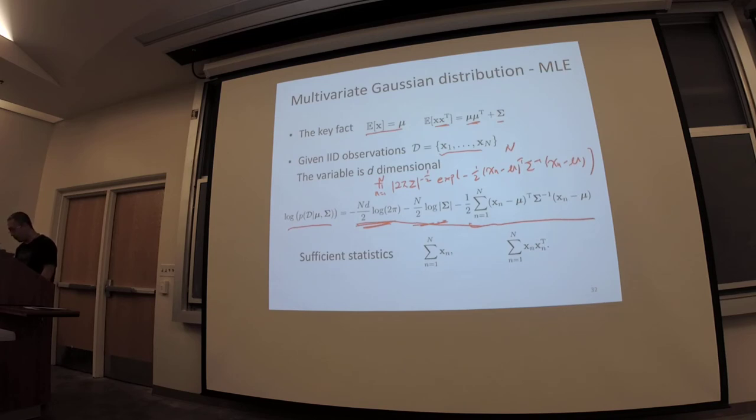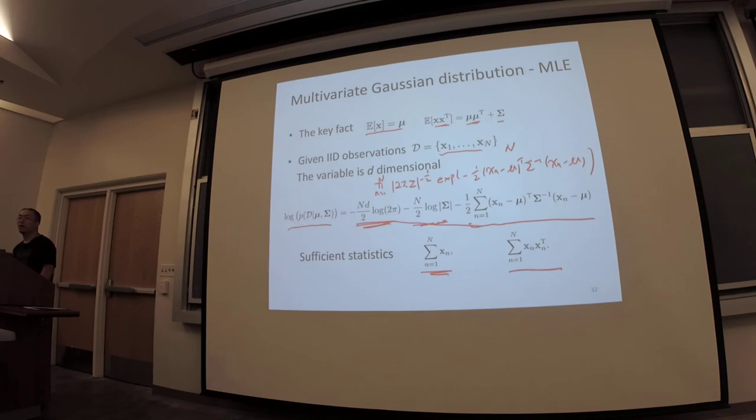And from this log likelihood, you will see that to determine the estimate of mu and sigma, we only need the summation of all the observations and also the summation of the outer product of all the observations. These are called sufficient statistics.